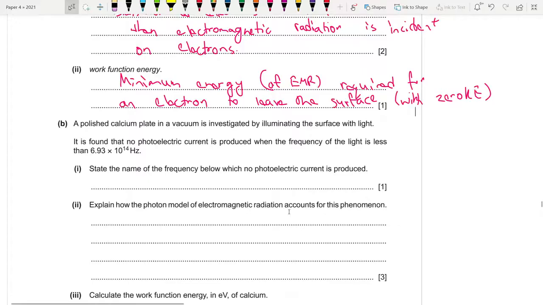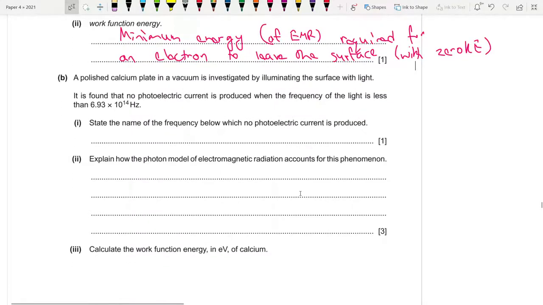A polished calcium plate in a vacuum is investigated by illuminating the surface with light. It is found that no photoelectric current is produced when the frequency of light is less than 6.93. State the name of the frequency below which no photoelectric current is produced. These are basically properties of particle nature, not wave nature. So what is this frequency called? It is the threshold frequency.